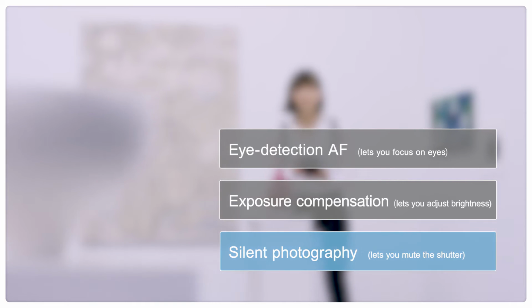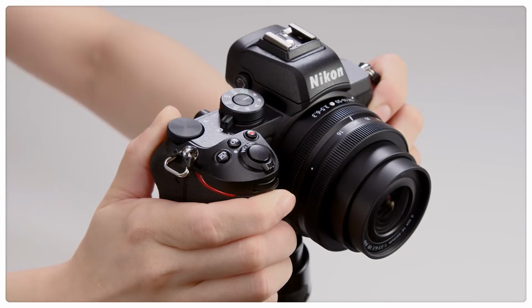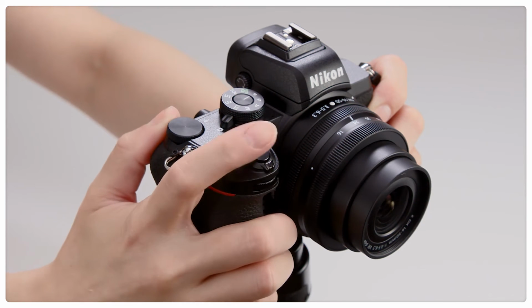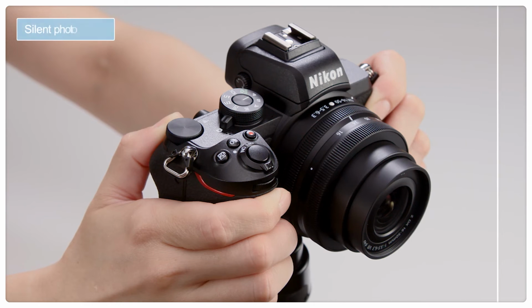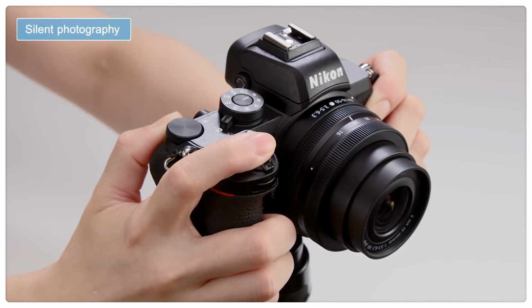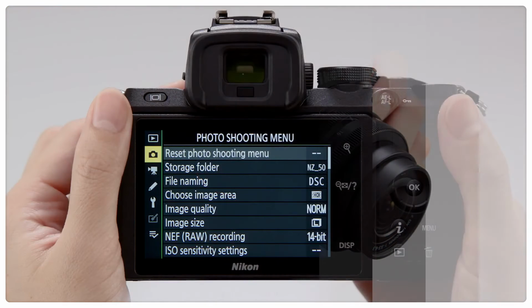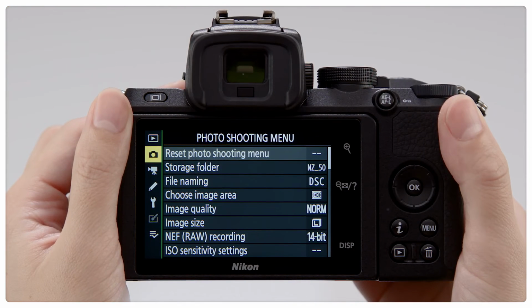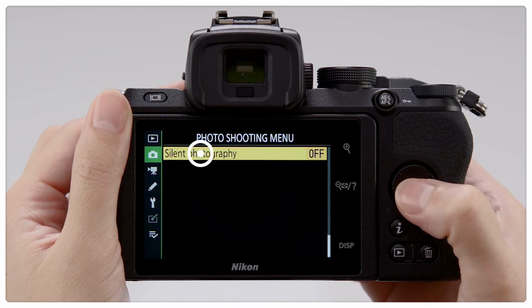Lastly, let's have a look at silent photography. Silent photography mutes the sound of the shutter. To enable silent photography, select On for silent photography in the photo shooting menu.